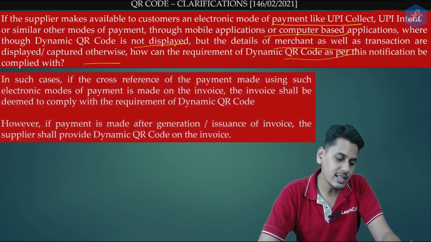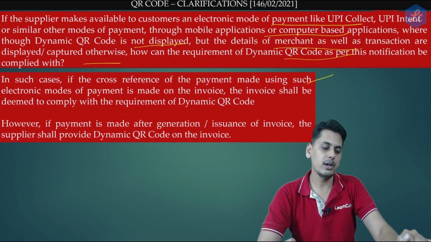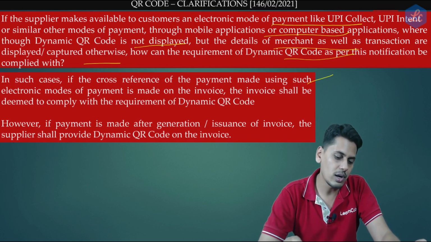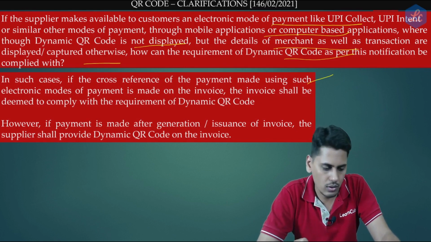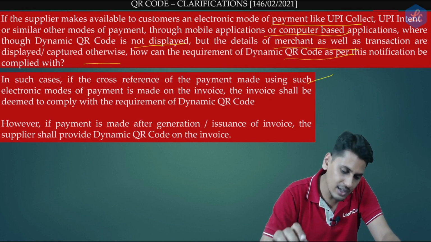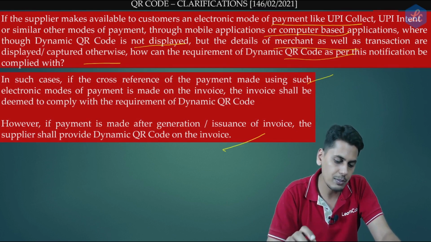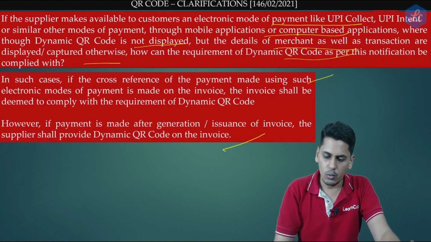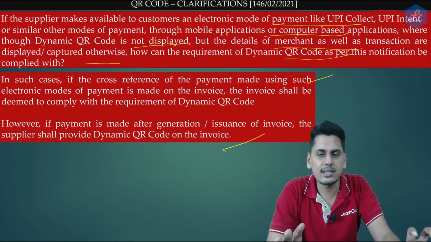Let's have a look. In such cases, if the cross-reference of the payment made using such electronic modes of payment is made on the invoice, it shall be deemed to comply with the requirement of dynamic QR code. However, if the payment is made after generation or issuance of invoice, the supplier shall provide dynamic QR code on the invoice. So friends, what is the crux of the discussion?